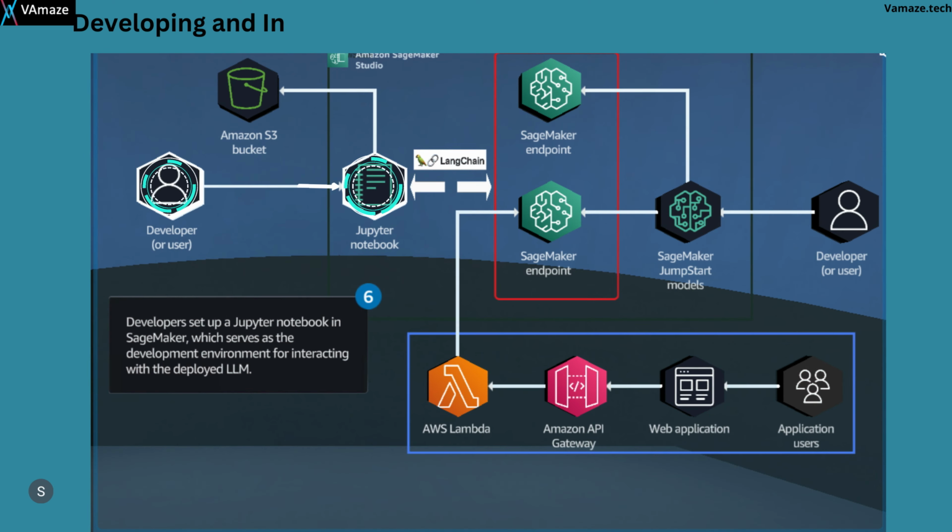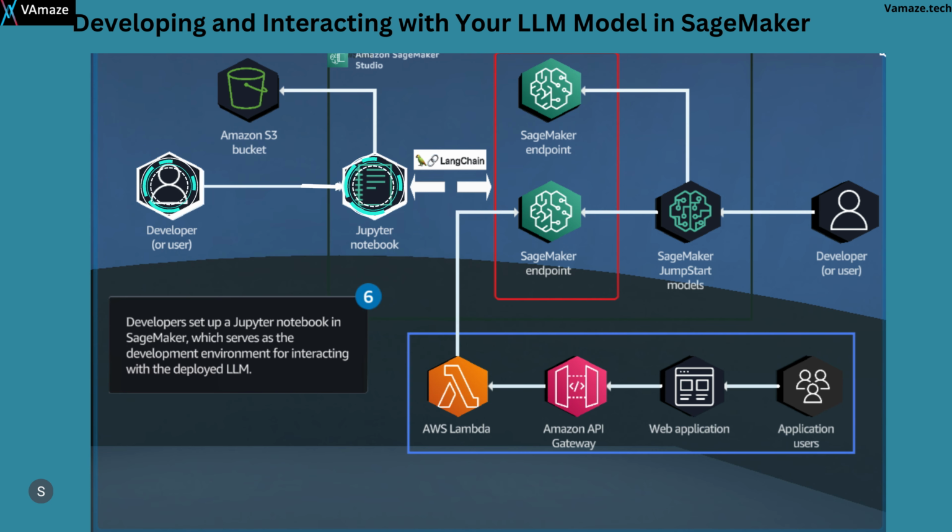Let's focus on this slide on developing and interacting with your LLM model in SageMaker Studio. The simulation specifically covered this, and SageMaker Studio provides a comprehensive development environment for building and interacting with your LLM models. The Jupyter Notebook serves as your workspace where you can write and execute code, explore data, and fine-tune your model. A developer sets up a Jupyter Notebook within SageMaker Studio to work directly with the deployed LLM. This allows seamless interaction and experimentation, enabling you to refine your model's performance and behavior.